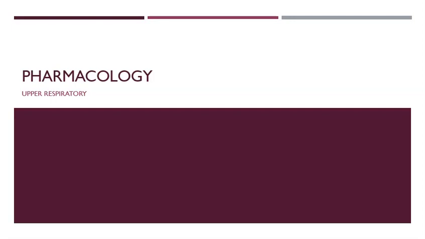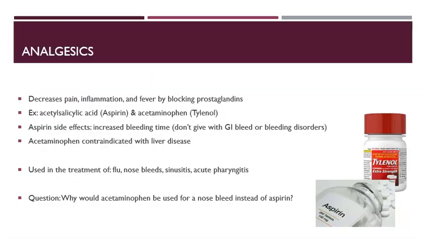This is the pharmacology review for all of the different medications that we've talked about throughout the upper respiratory lecture. First, we have analgesics. This will help to decrease pain, inflammation, and fever by blocking prostaglandins. Examples of these are aspirin and Tylenol. One of the side effects of aspirin is an increased bleeding time.